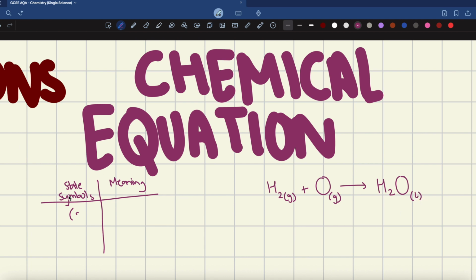Now this is just an example. Here, there's a state symbol S that stands for solid. Wherever you see an S written in brackets like this with chemical equations, that means that that certain particular chemical is in a solid state. This tells me that here's a G, and I can also see an L. L stands for the liquid state. G stands for the gaseous state. This tells me the hydrogen and oxygen were in gaseous state when they reacted together to form water, H2O, in liquid form.